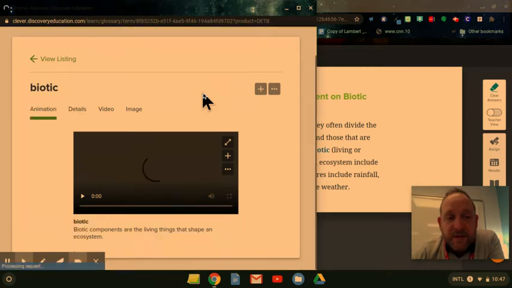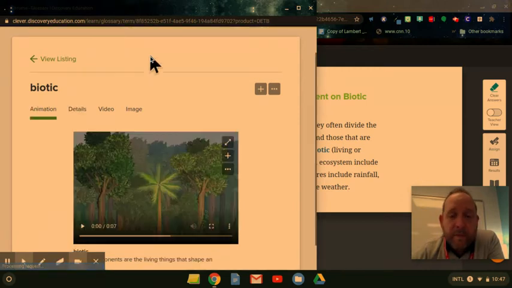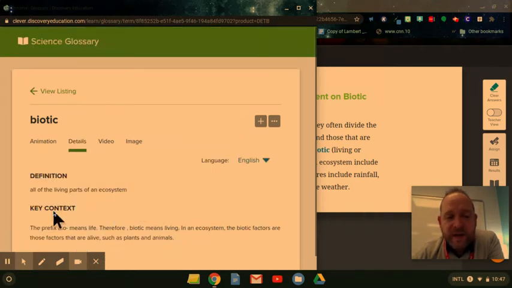And I'm going to have lots of information on what biotic means. So I'm going to have a short video here that I can watch through. If I go to details, it gives me a written definition. So it says it's all of the living parts of an ecosystem. It says down here, key context. So the prefix bio means life. Therefore, biotic means living. In an ecosystem, the biotic factors are those that are alive, such as plants and animals.